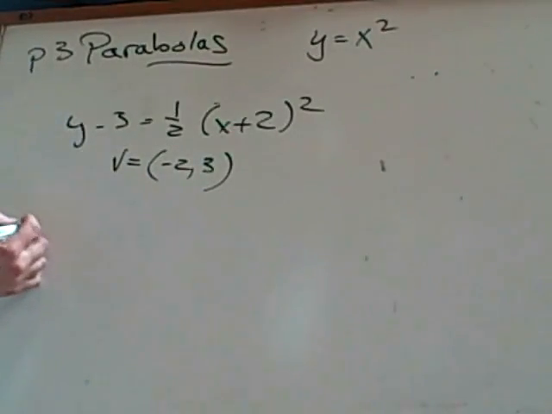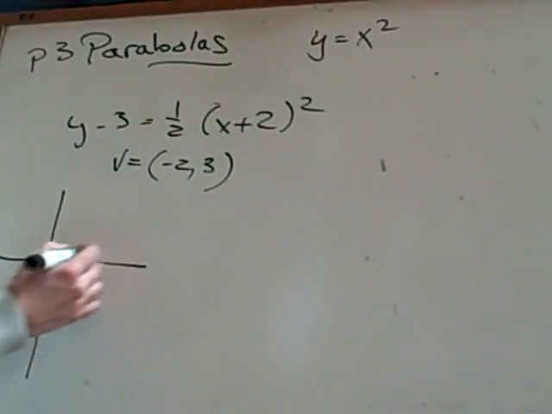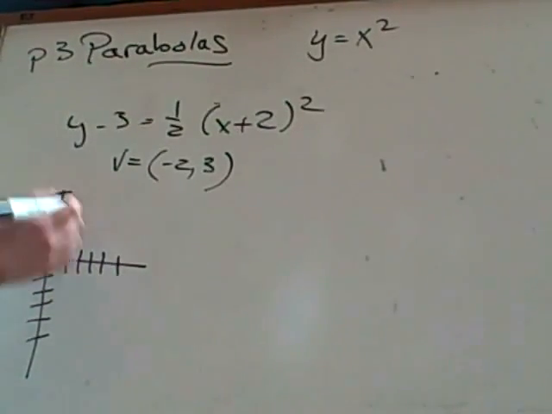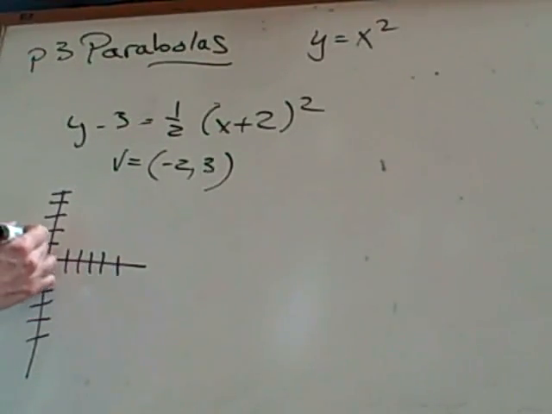The first thing I'm going to do when I'm plotting this is plot the vertex: negative 2, 3.